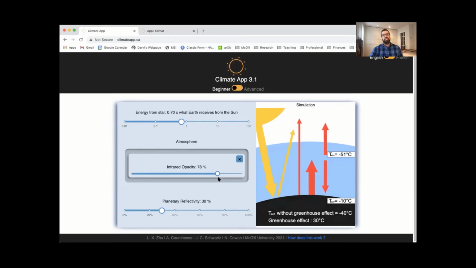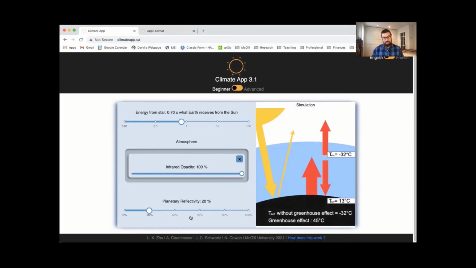The other option is to change the infrared opacity. So again, 78% is basically modern day Earth, and now we can see that as we make the atmosphere thicker, as we jack up the greenhouse effect, we can actually eventually get to temperatures above freezing. Okay, and by doing a combination of cranking up the greenhouse effect and maybe invoking slightly lower planetary reflectivity, we can get surface temperatures that are comparable to what we see on Earth today.